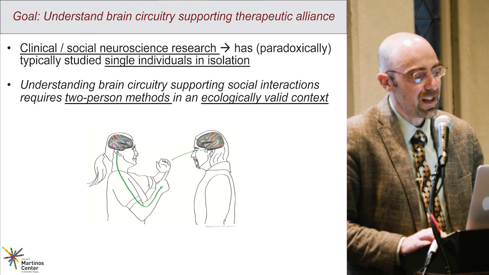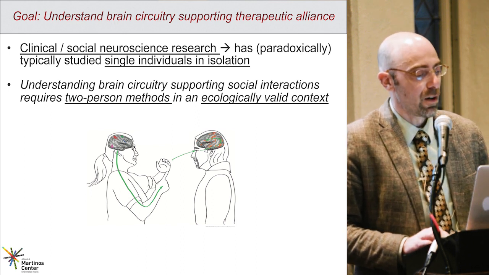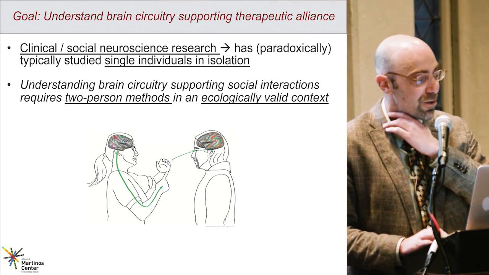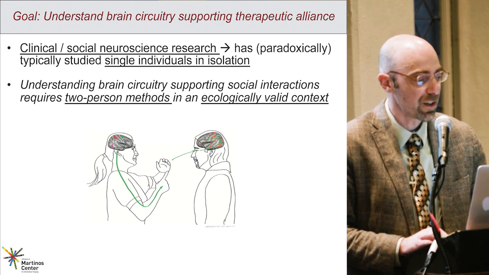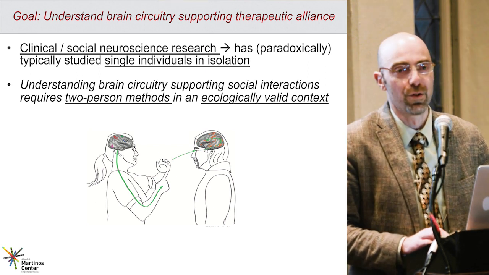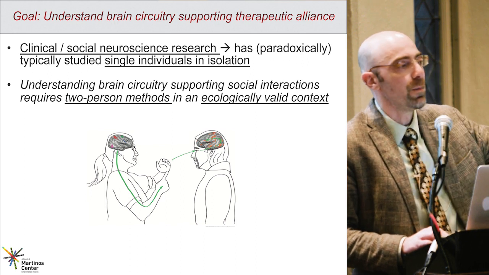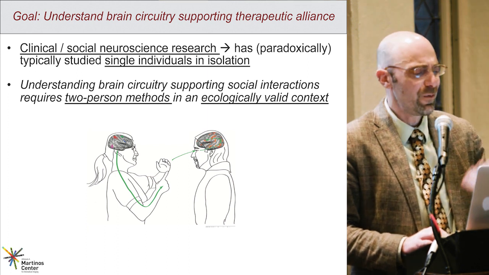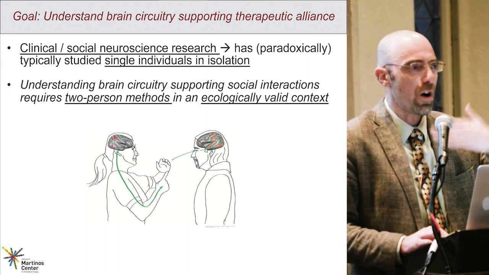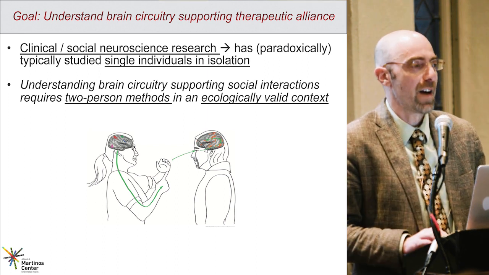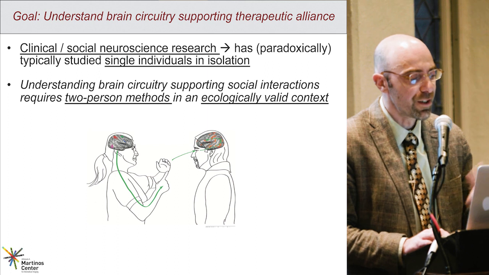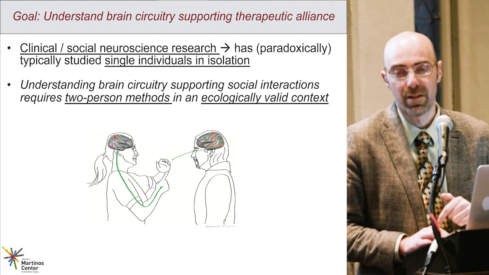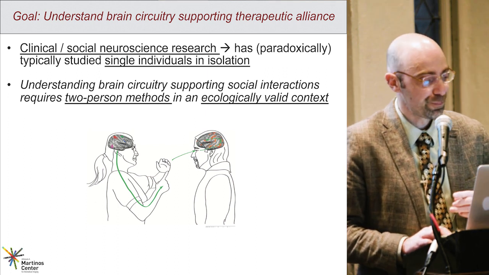So the question then is, how do we study this, right? So there is social neuroscience research. There are people who focus on social neuroscience research. And the interesting thing, when we started looking into this, is that paradoxically, this has typically been studied with single individuals in isolation, right? So you're giving a stimulus to a clinician on a video screen, and you're just asking them, how do they respond to that stimulus? Well, that's very different from a social interaction, right? When we're talking face to face, that's very different than interacting with text messages, for example. So understanding the brain circuitry supporting these social interactions, we would argue, requires two-person methods with an ecologically valid context.